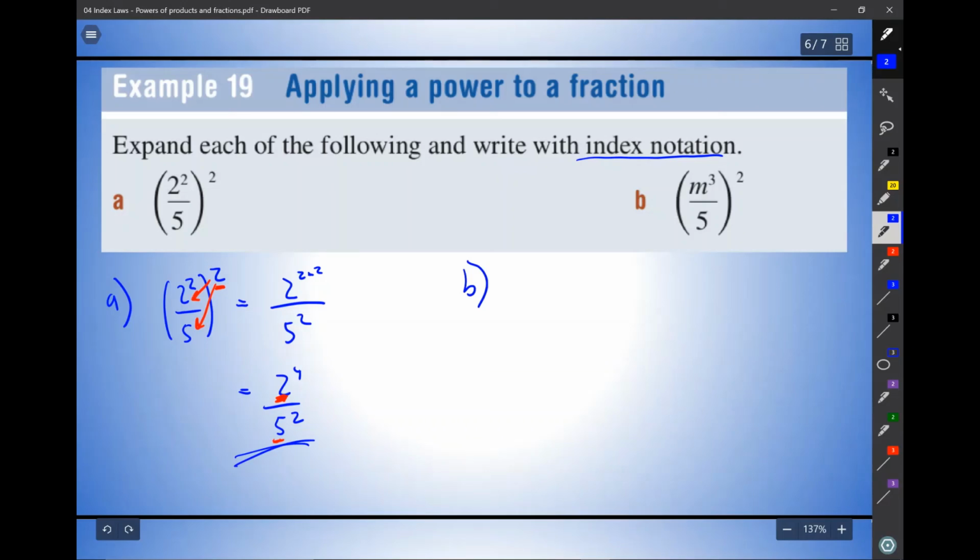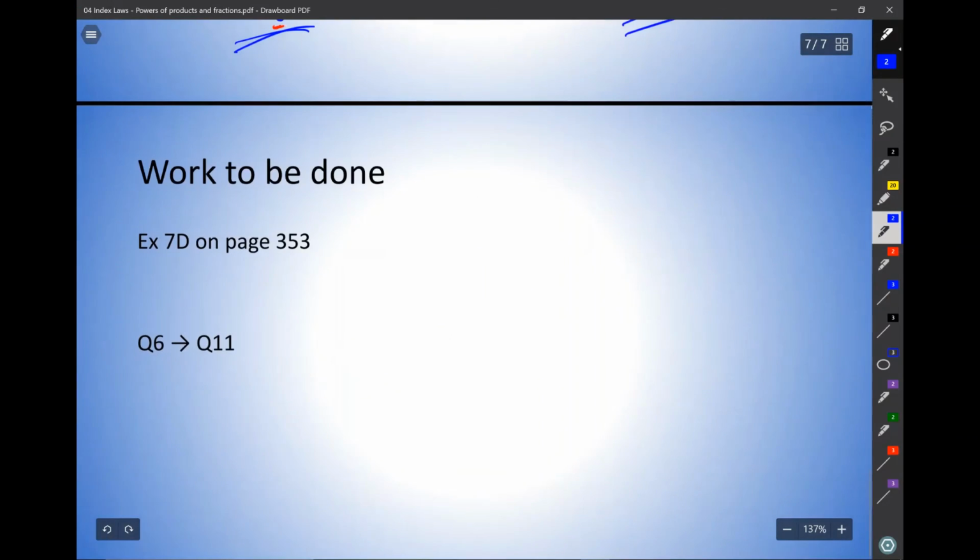Alright, can you guys just pause the video and have a go at part B by yourself, please? Okay, and again, we just take our power outside the brackets and apply it to both our terms inside the brackets. And again, we're leaving our answer in index notation.